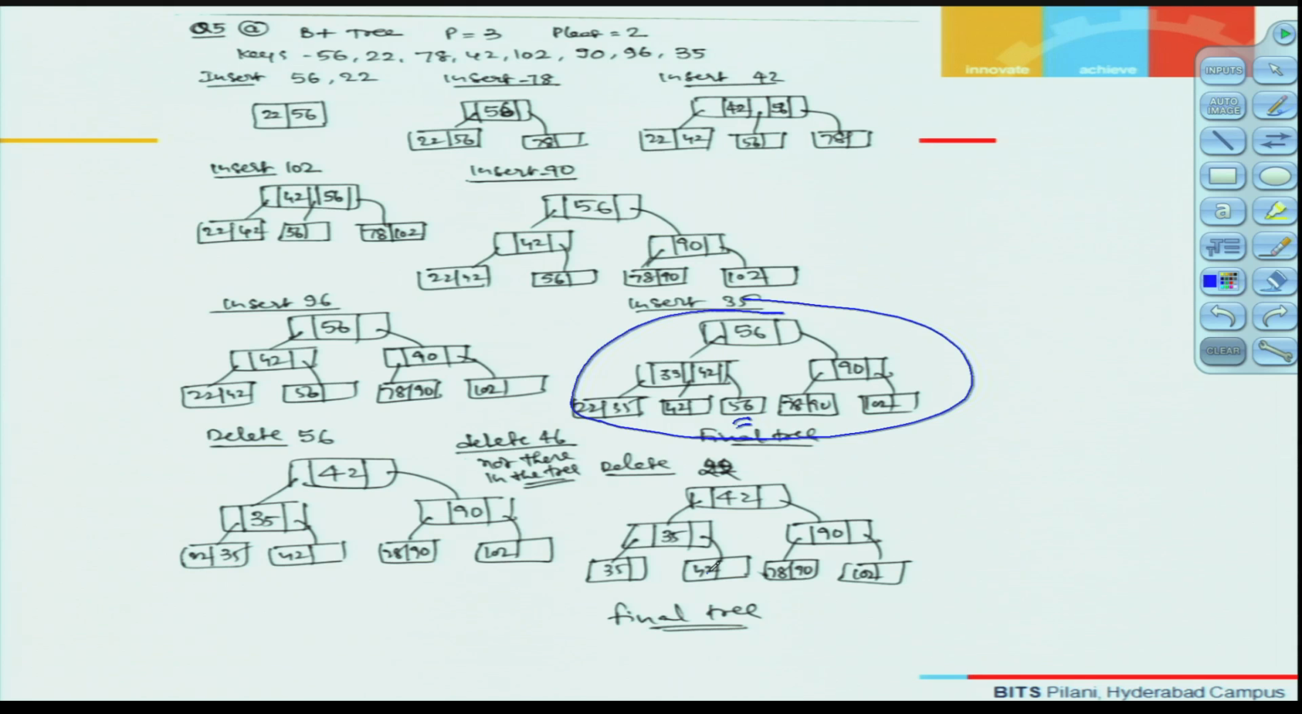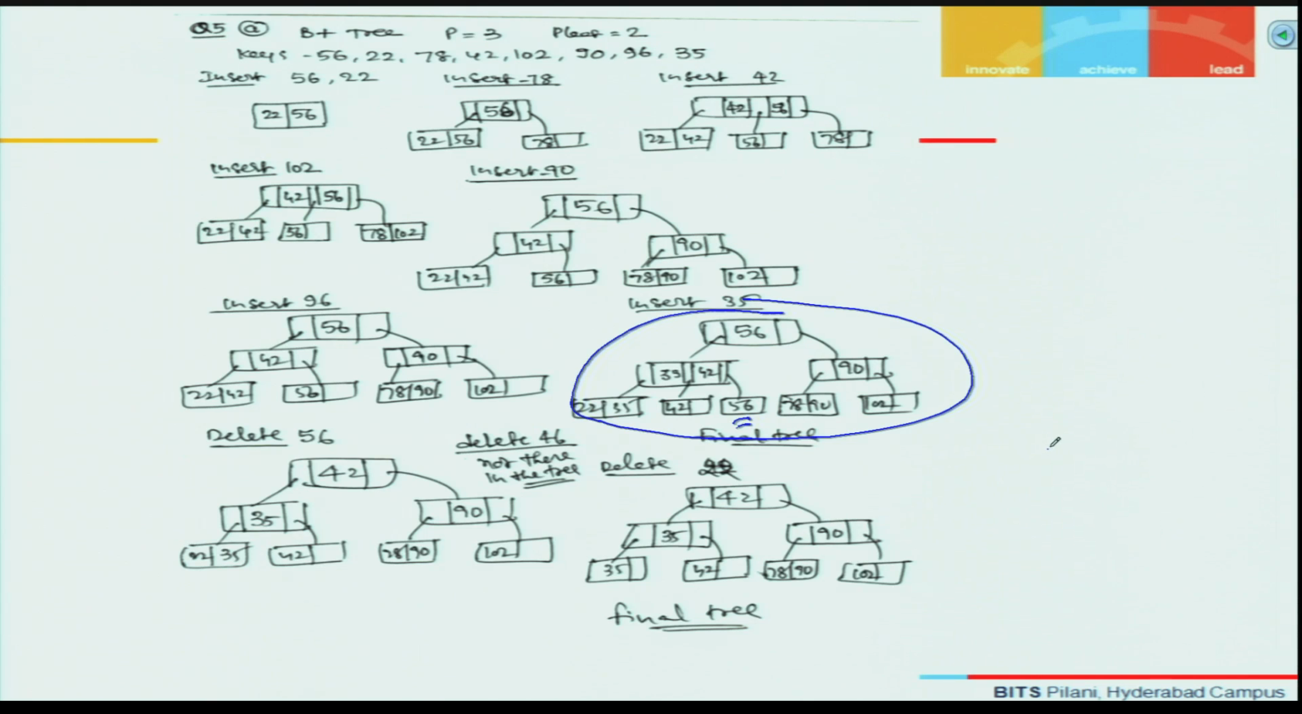That results in underflow for that particular leaf node. According to the rule, the leaf node must have at least one key value and a maximum of two key values, that is the leaf order p of the tree. And now when I delete 56, that results in underflow. So what can I do? I can borrow some keys from the next left hand side bucket and then readjust or reorganize.